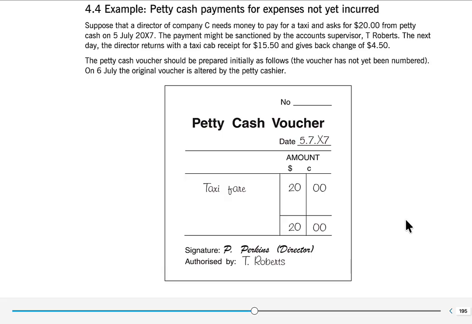Because this is an advance payment, it must be authorized by a supervisor. In the example, the authorization is given by the account supervisor, T. Roberts. So the company is being careful and following the control rules.